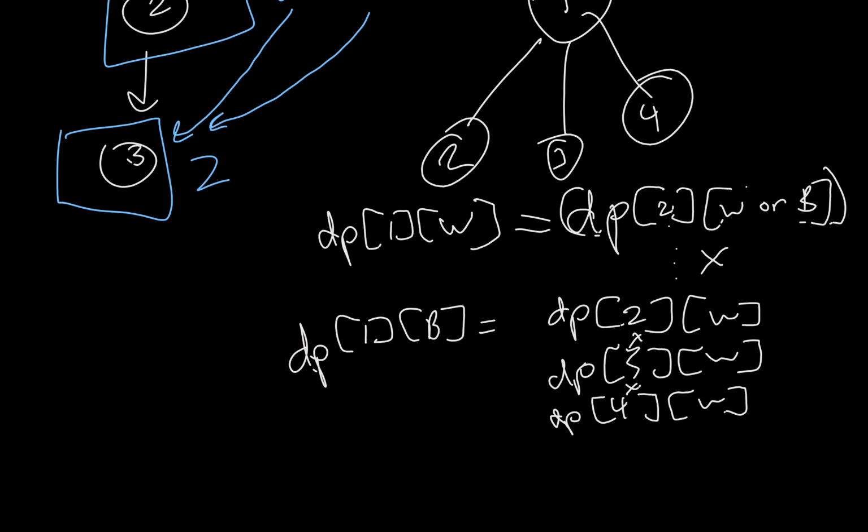If we calculate all of those in this similar manner, then we can reach our solution in n times 2, because you would just do a DFS, calculating everything once for when it's white and also for when it's black. And because n is less than or equal to 10 to the 5, this will pass.